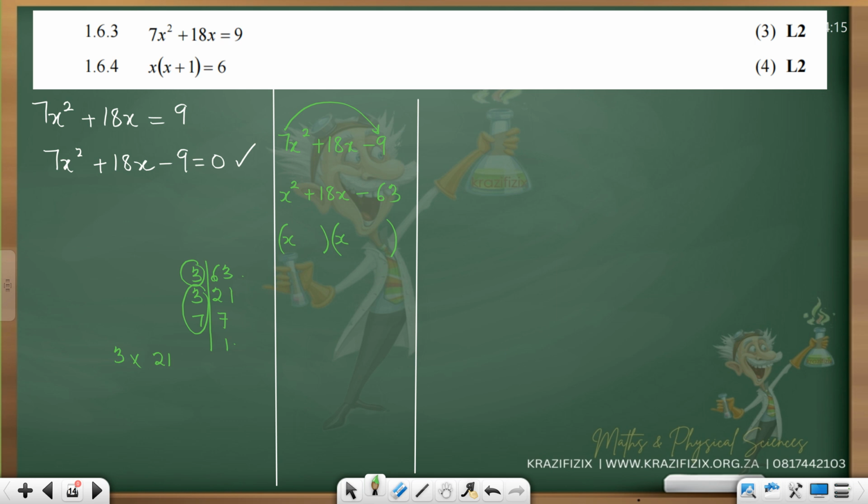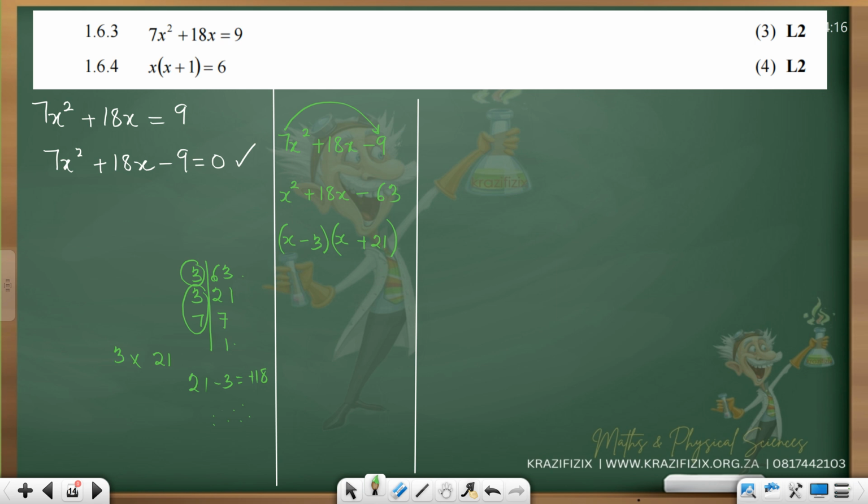Don't run to a calculator, people, except when necessary. Some of you, 1 plus 1, there's a calculator. No. So I need a 3 and a 21. But I want to get a positive 18. How do I get a positive 18? It has to be 21 minus 3. 21 minus 3 would give me a positive 18. So I know the 3 is the one with the negative and the 21 has a positive.